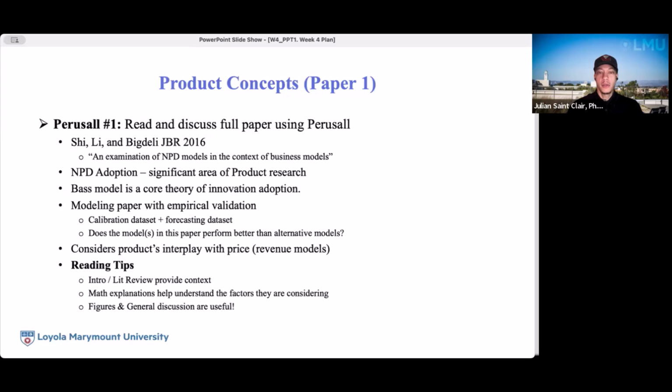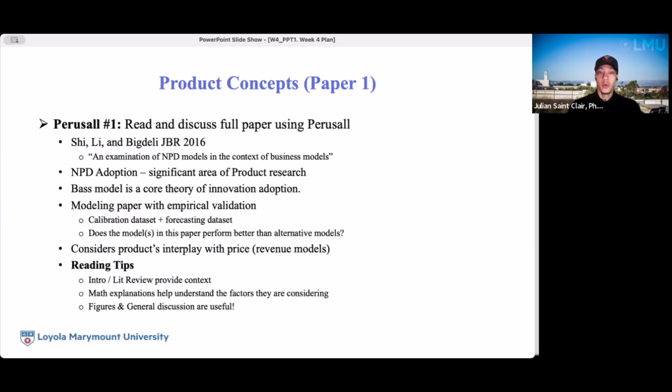It's a paper on new product development, new product diffusion, or the adoption of new products. It's a significant area of research on our topic for this week, which is product concepts. The BAS model is a core theory of innovation adoption that actually can be applied to a lot of different types of innovations or really even new ideas, and the extent to which and the method by which people adopt new ideas, whatever those ideas may be. But it's also applied to product adoption.